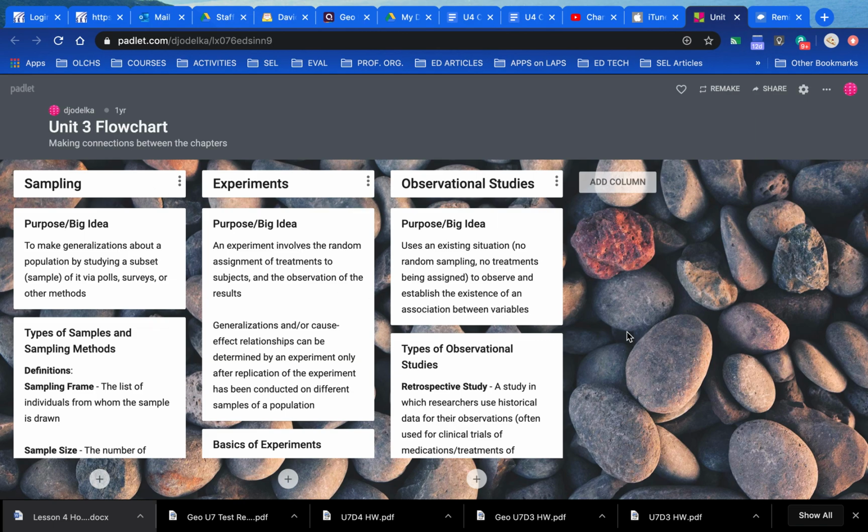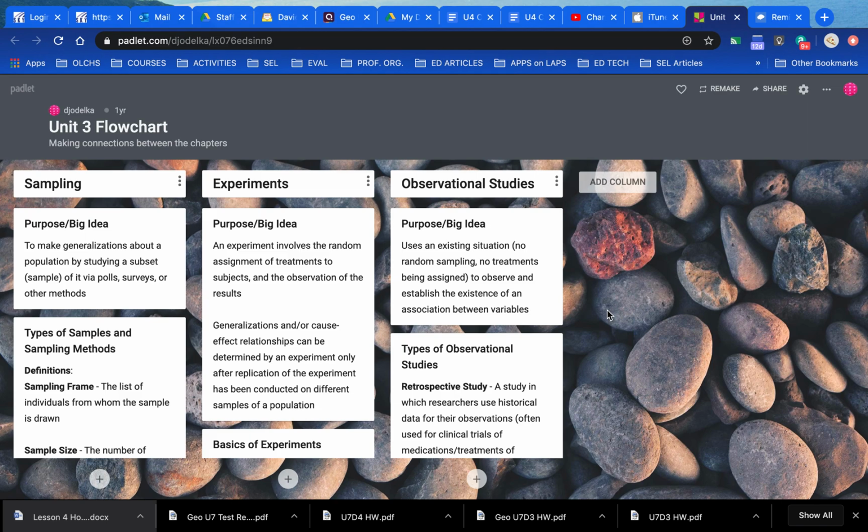So, Unit 3, I call it the experimental design unit, because we talked about how to sample from a large population and the different ways you can do that and avoid bias, and experiments or observational studies. What's the difference? How do you design one? And how do you determine whether you're looking at one or the other?